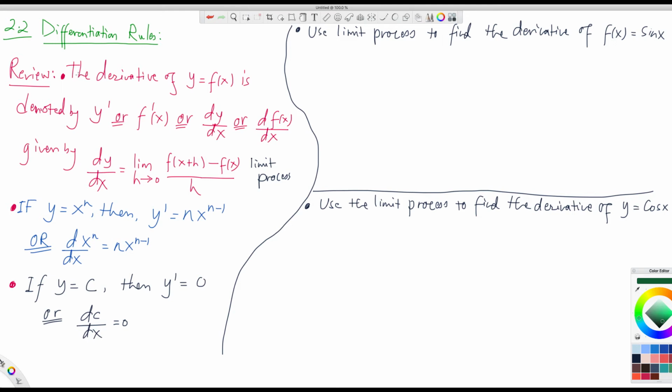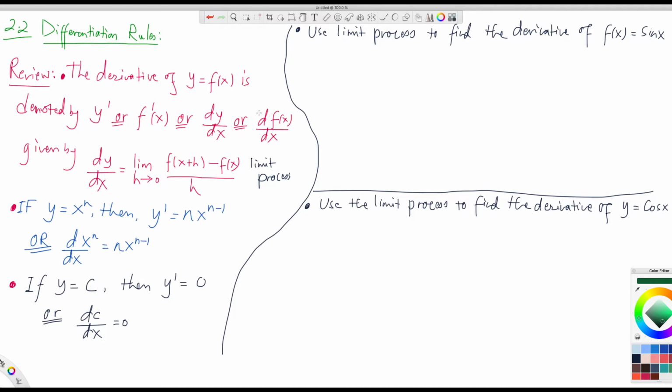In this video, we are going to talk about section 2.2 from the book, which is the differentiation rules. Last time, we defined the derivative of y equals f of x. The notation for the derivative can be y prime, or f prime of x, or sometimes we write dy over dx or df(x) over dx. These are the notations we use for the derivative.